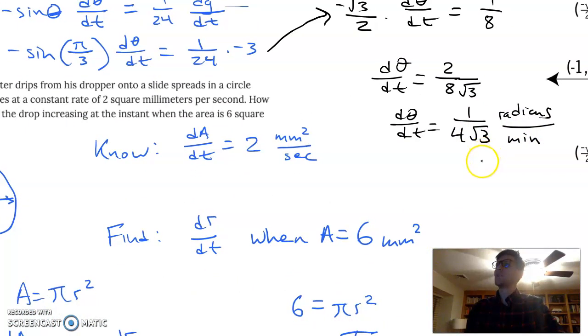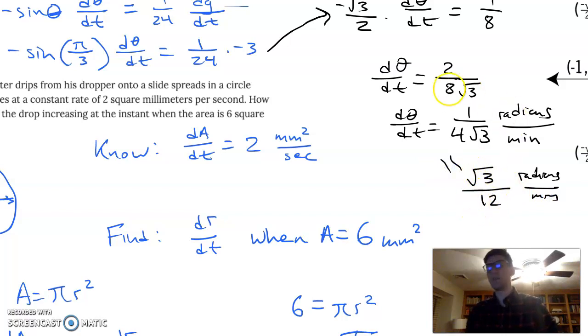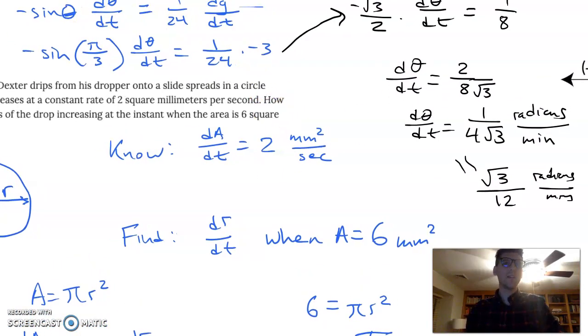If you wanted to rationalize the denominator, I believe it would be root 3 over 12 radians per minute, which is equivalent. So either answer. Some might say that one was better because you were taught to do it that way. Get the roots out of the basement.